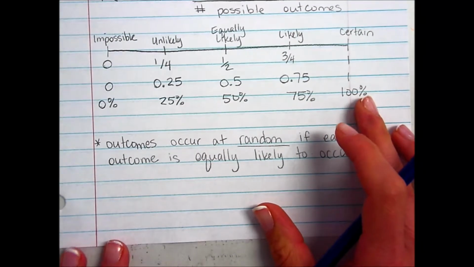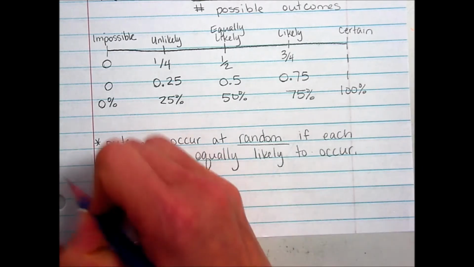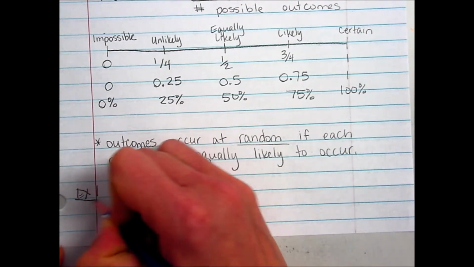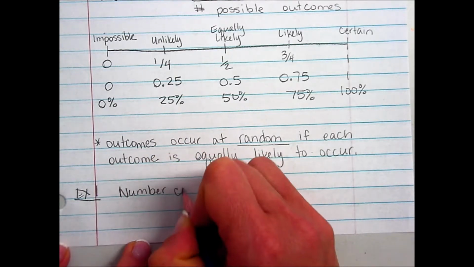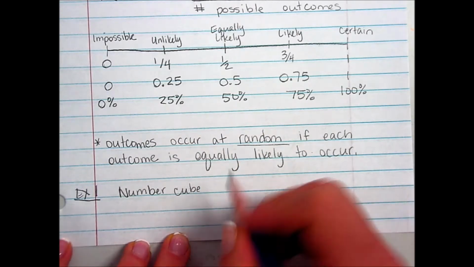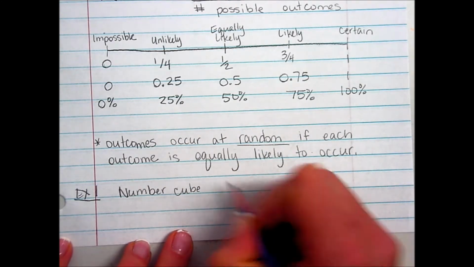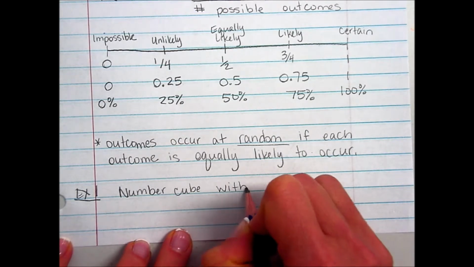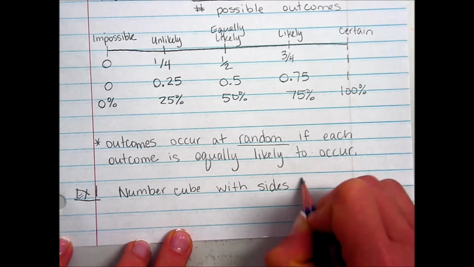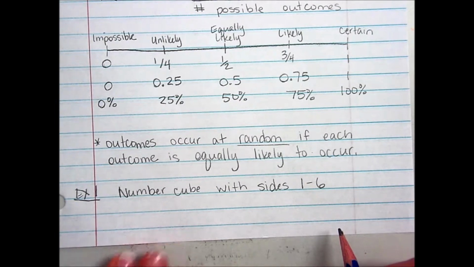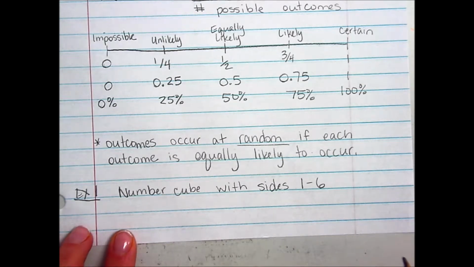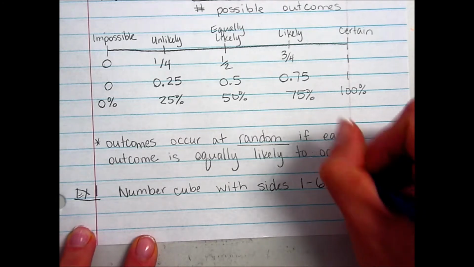Okay, so now let's start with some examples of probability. So for example 1, let's say we have a number cube. And so this number cube will have sides 1 through 6. So that means you have a 1, 2, 3, 4, 5, and a 6, 1 on each side or face of the number cube. Okay, so for this problem, find the probability of rolling a 6. I'm going to write it over here. I'm running out of space.